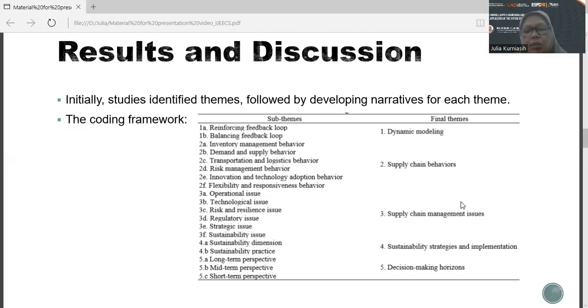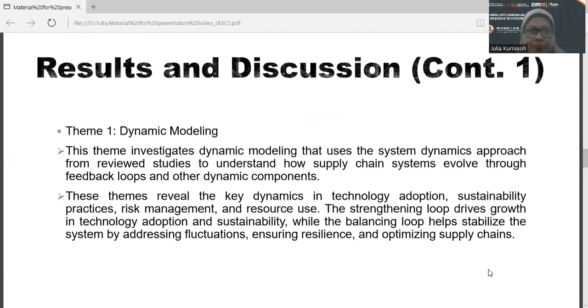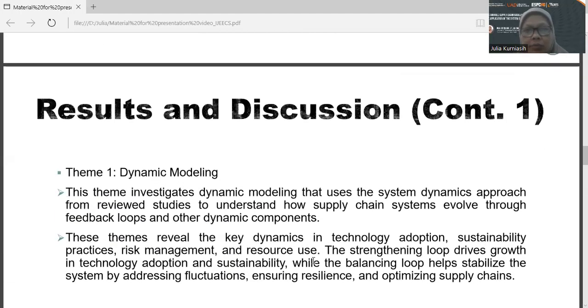The original coding yielded 19 attributes. However, the original coding was then adjusted and grouped, so the final coding identified only 5 distinct themes. That is dynamic modeling, supply chain behaviors, supply chain management issues, sustainability strategies and implementation, and decision-making horizons. Okay, let's look at them. One is about dynamic modeling.